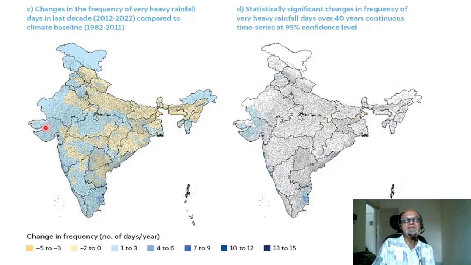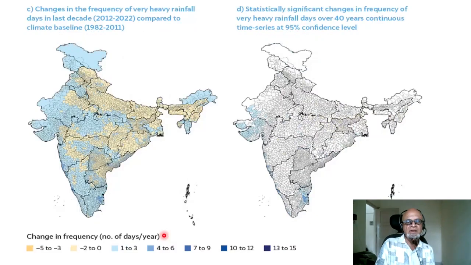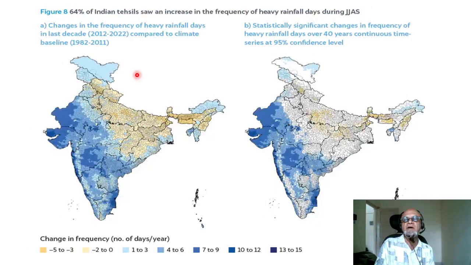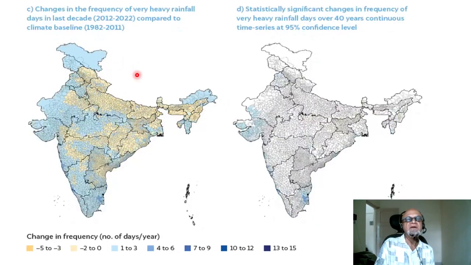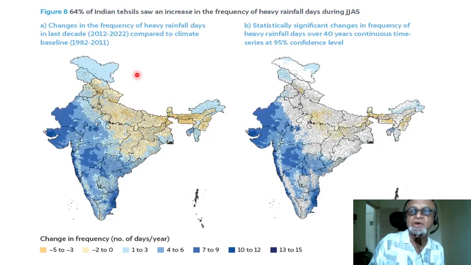Okay, changes in the frequency of very heavy rainfall days in the last decade, and this is the trend. So what's the difference? This one is just the number of tehsils that we are talking about, so number of days per year, whereas here you are looking at number of days per year in terms of change in frequency. So this is the heavy rainfall during JJAS. What am I missing? Very heavy rainfall days in the last decade compared to baseline. Changes in frequency. Did they miss the OND? Yeah, it should be OND there.